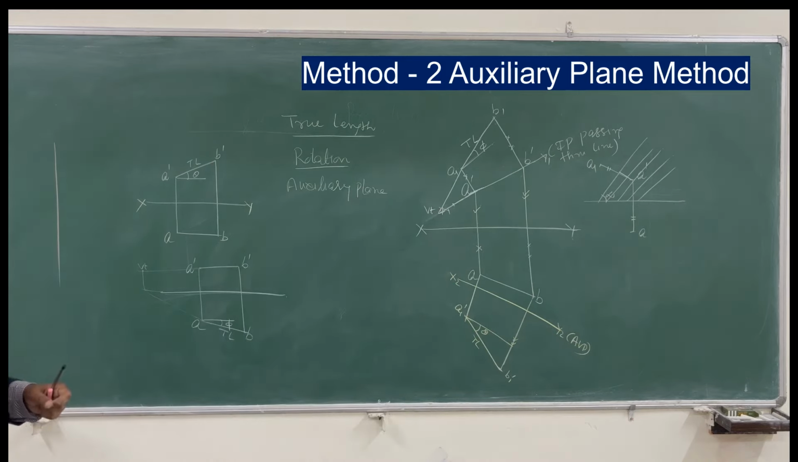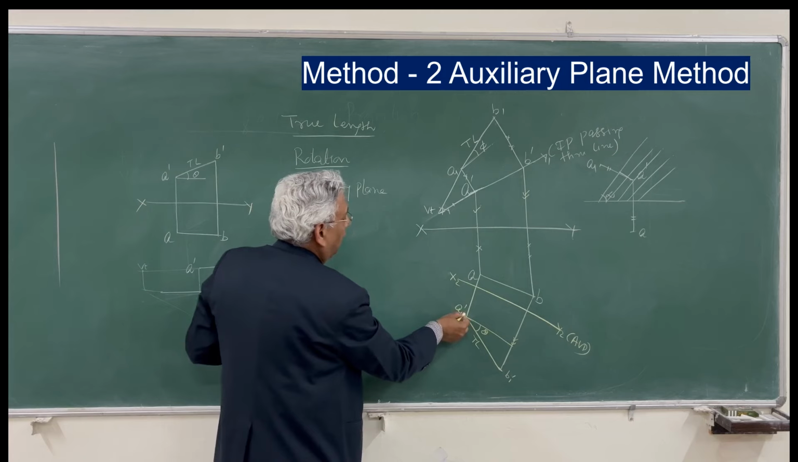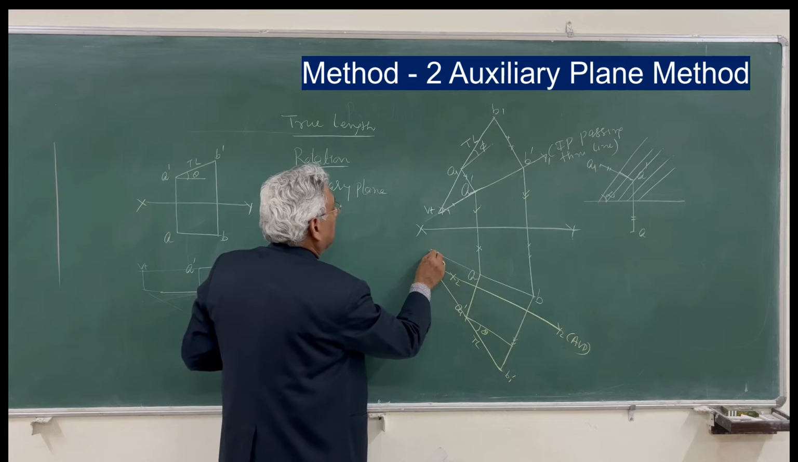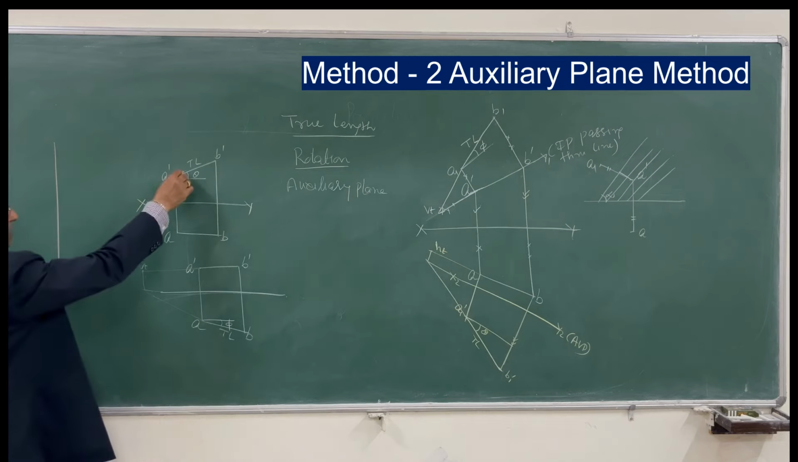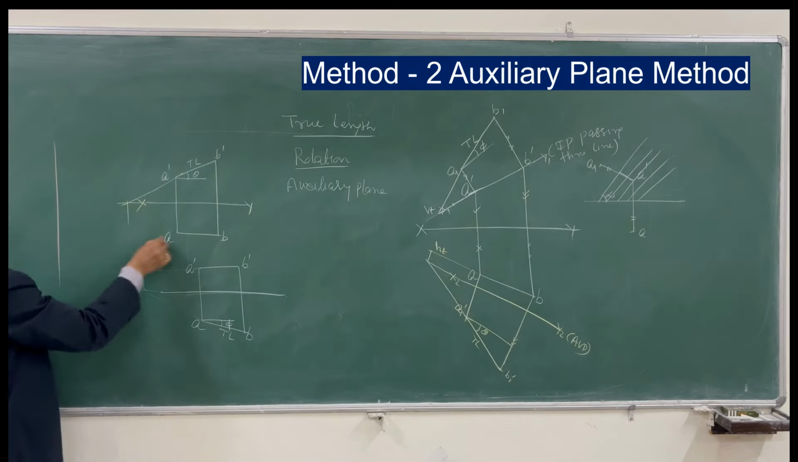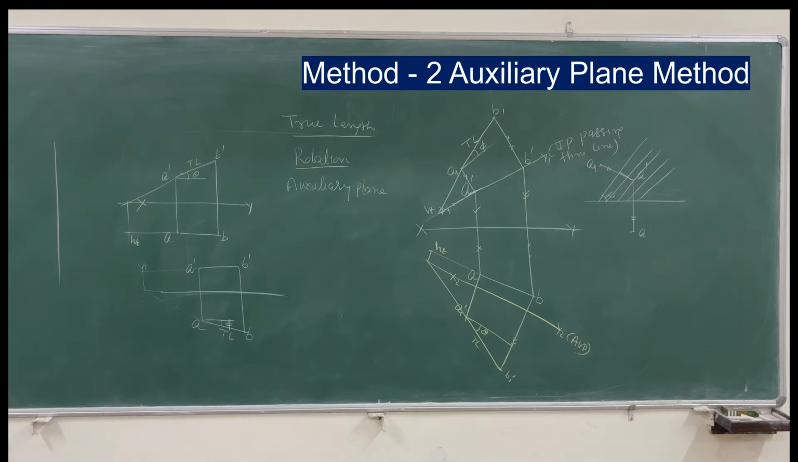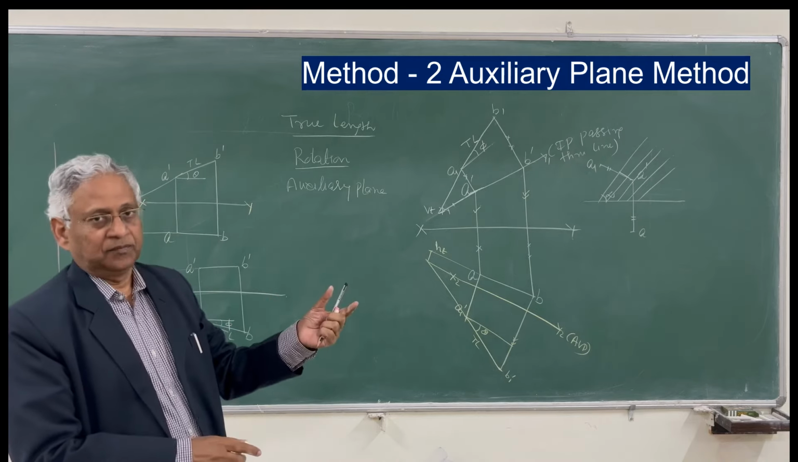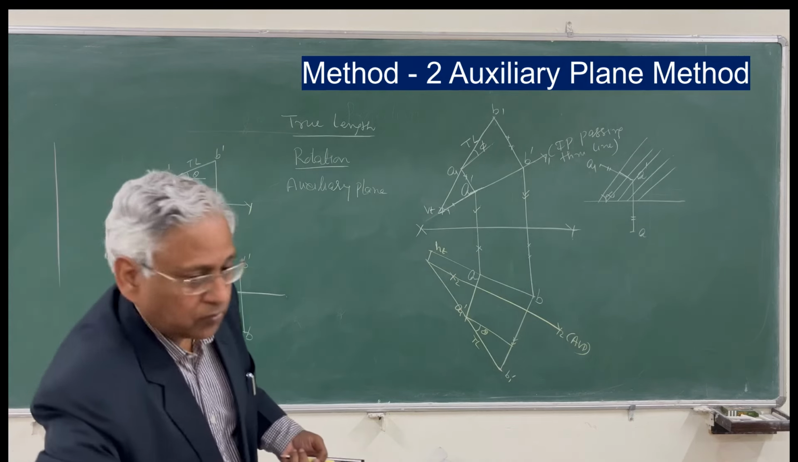This is theta. And if you extend this A dash, B dash to get the horizontal trace, because we have taken this parallel to the line, this is the horizontal trace. Extend this to meet the ground line, and from the ground line take the perpendicular, extend the plan, and you get the horizontal trace. This is the auxiliary plane method of finding true length, theta and phi. These are two methods. You can take any problem and try to solve it.